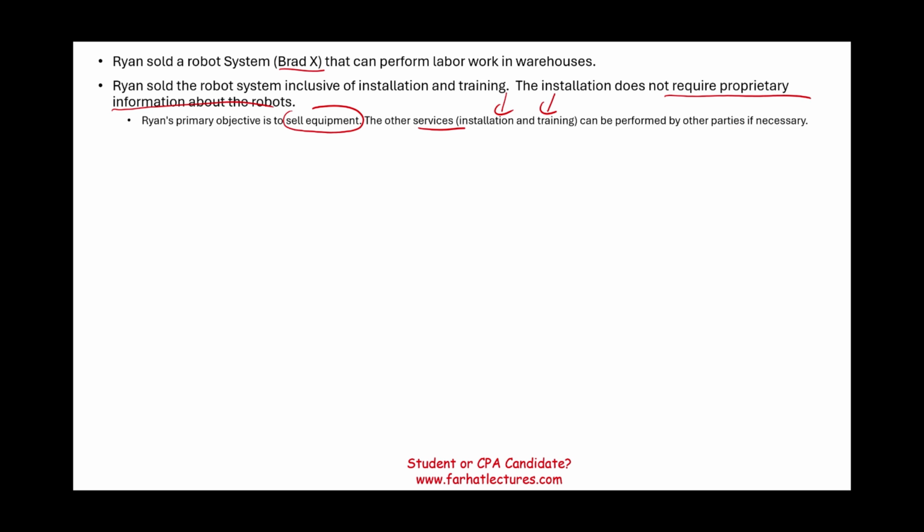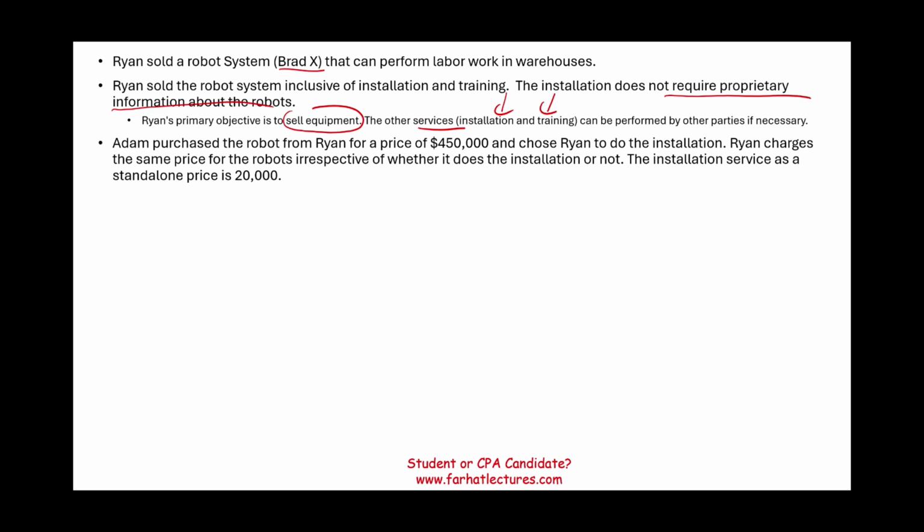Why are we saying this? We want to emphasize that selling the equipment, installation and training are 3 separate performance obligations. So Adam purchased the robot for a price of $450, and chose Ryan to do the installation. Ryan charges the same price irrespective of whether it does the installation or not, because their objective is to sell the equipment. The installation service, if someone hires Ryan for an installation work, he will charge them $20,000.